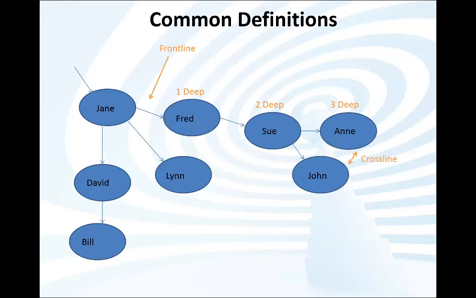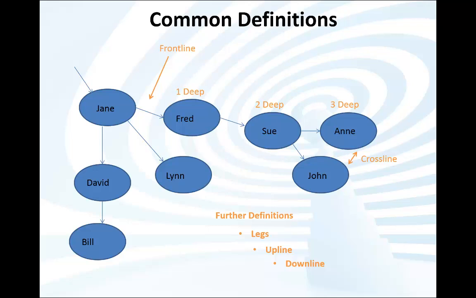Crossline refers to groups who are nothing to do with each other for income purposes. Although Sue will earn revenue from the sales from Anne and John, the two individuals, Anne and John, have nothing to do with each other and are referred to as crossline. The term legs refers to the number of individual frontline groups somebody has. For example, in this diagram, Jane has 3 legs. Fred has 1 leg. Sue has 2 legs.